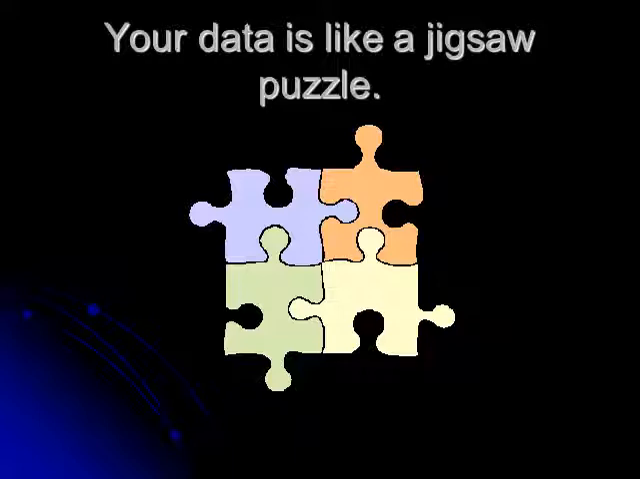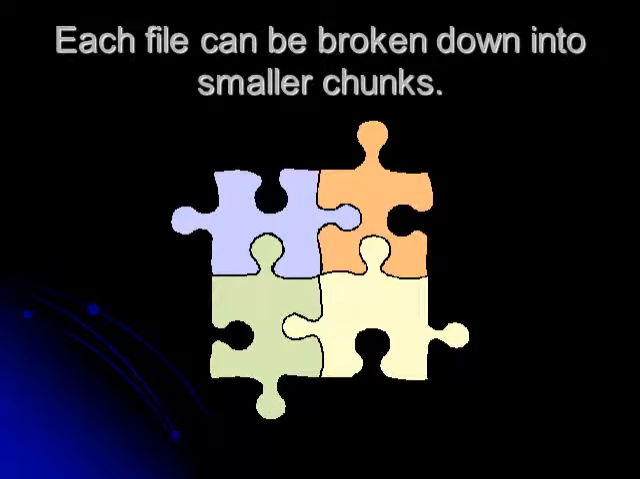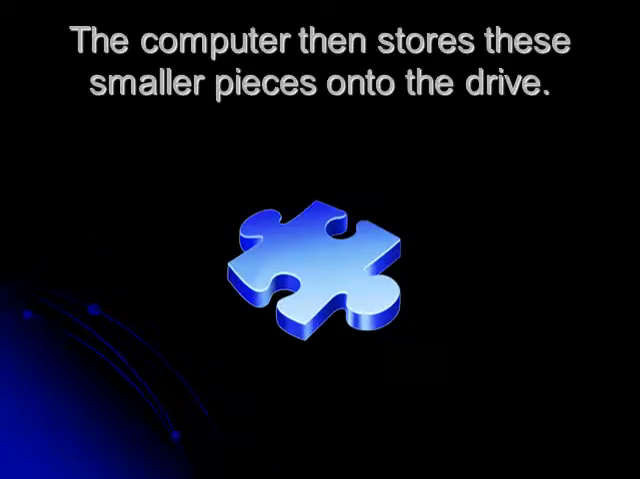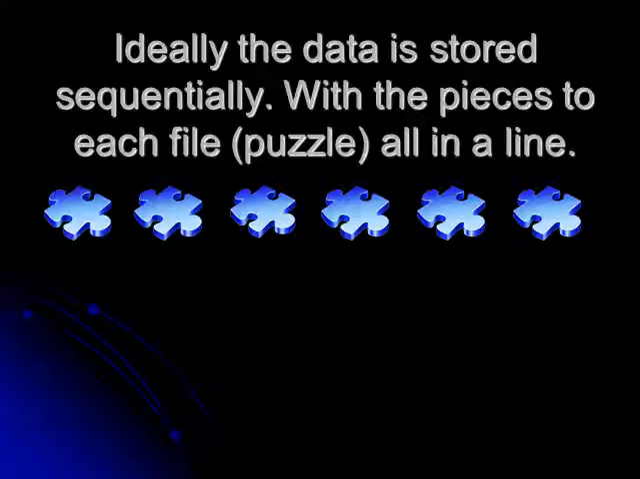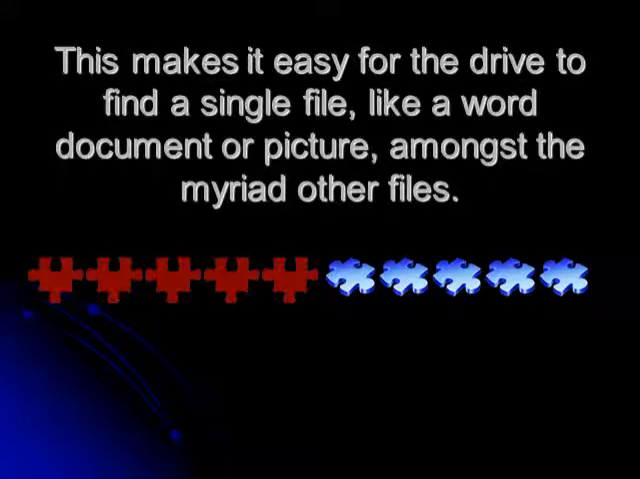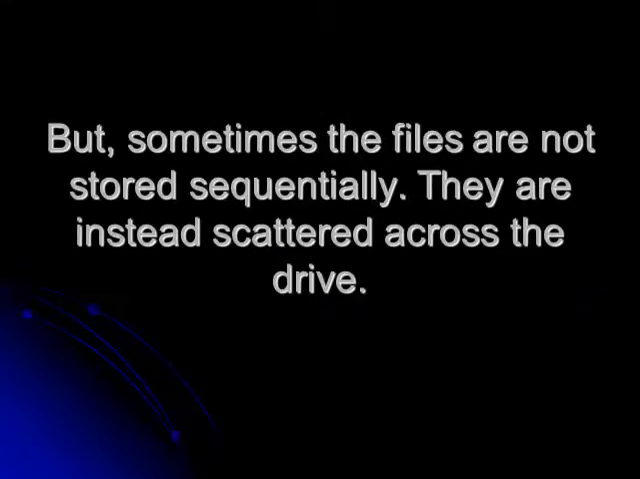Imagine your data is like a jigsaw puzzle. Each file can be broken down into smaller chunks, like this. The computer then stores these smaller pieces onto the drive. Ideally, the data is stored sequentially, with the pieces to each file all in a line. That way, once the drive finds one piece of the file, it simply follows a line to find the rest of it. This makes it easy for the drive to find a single file, like a Word document or picture, amongst the myriad other files.